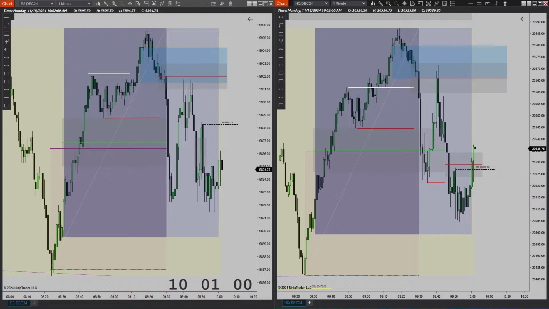21.75. All right, so that's my stop now. 21.75. Let me set it now. Okay, I'm in with 4 contracts. First target is up here at 71.25.